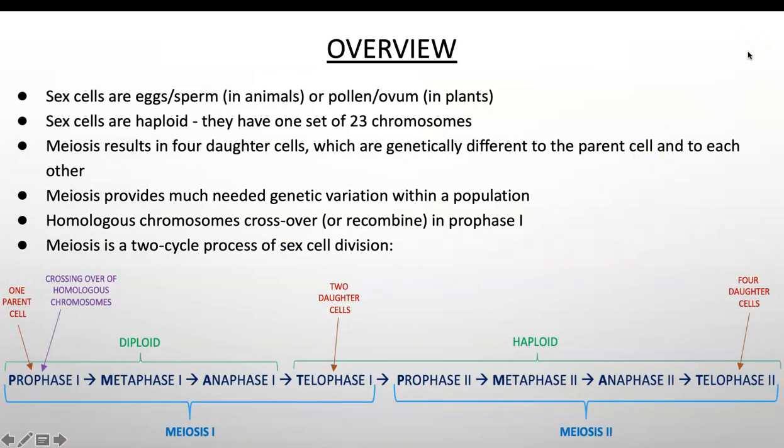Okay, our overview. Remember, sex cells are eggs and sperm in animals, or pollen and ovum in plants. Sex cells are haploid. They have one set of chromosomes, of 23 chromosomes. Meiosis results in 4 daughter cells, which are genetically different to the parent cell and also genetically different to each other. Meiosis provides much needed genetic variation within a population, and homologous chromosomes cross over or recombine in prophase 1. Meiosis is a 2-cycle process of sex cell division, and I've listed prophase 1, metaphase 1, anaphase 1, and telophase 1. This is all meiosis 1, and then we have cytokinesis happening in between these 2 steps, and then we go on to meiosis 2.